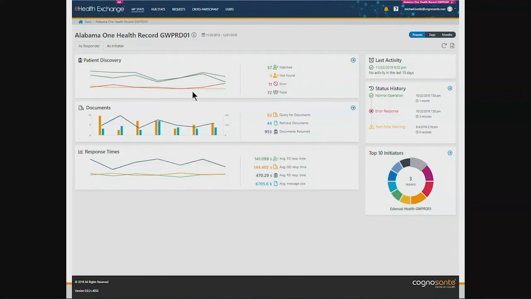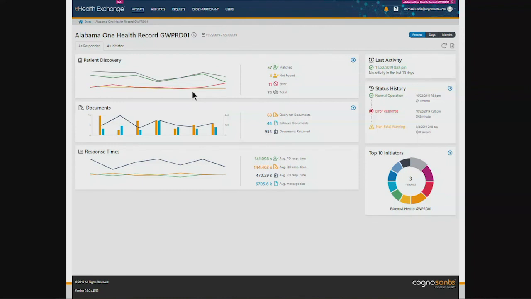You see in this initial view your information as a responder or an initiator. We have two tabs on there. We also can filter the view by some preset time periods: 90 days, month, 30 days, 7 days, things like that. Or you can specify a time period for the viewpoint as well.